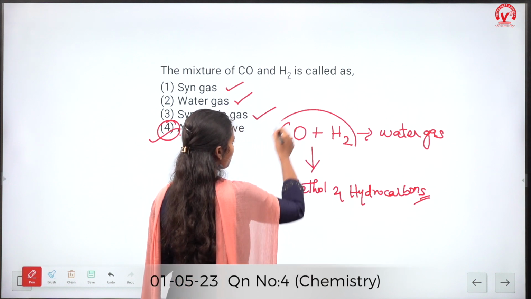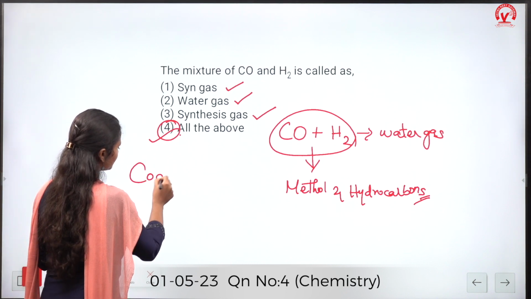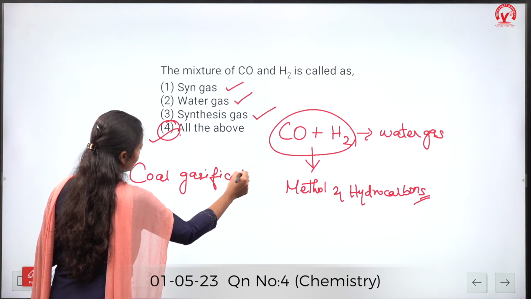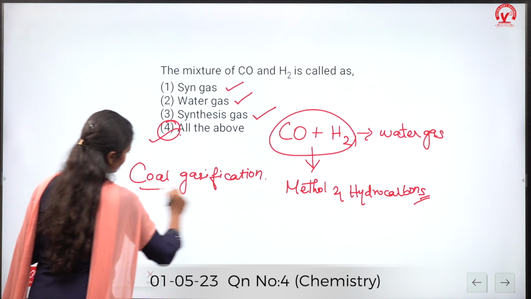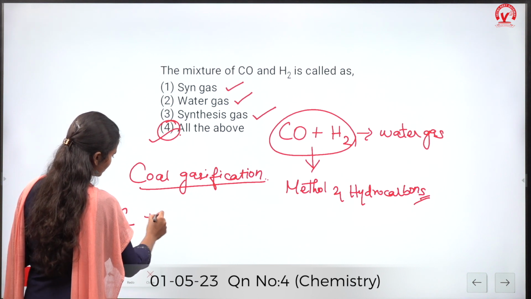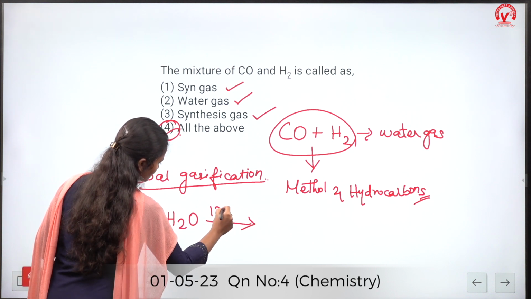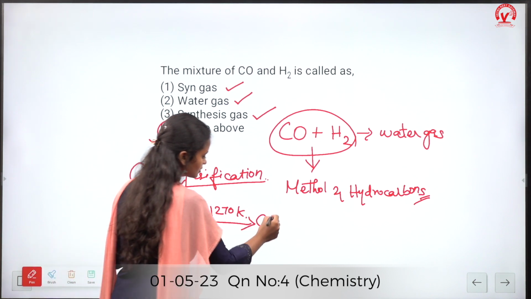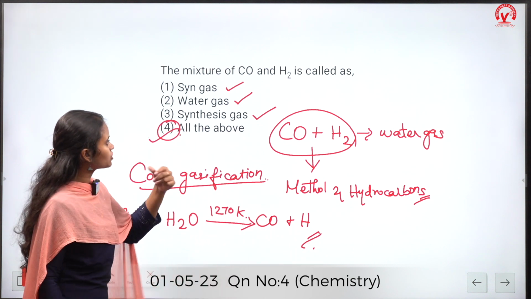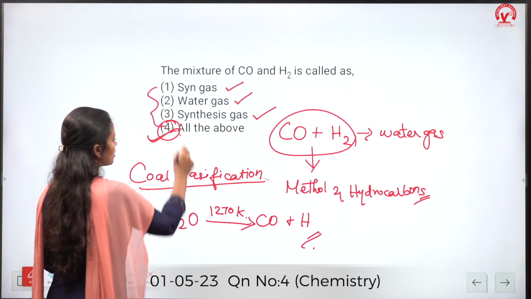The synthesis of water gas from coal is called coal gasification. Coal gasification means synthesis of carbon monoxide and hydrogen from coal, that is carbon, which is reacted with steam. At 1270 Kelvin we get CO plus hydrogen. This is called coal gasification. Here the mixture of carbon monoxide and hydrogen is called by these 3 names. So the answer is option 4.